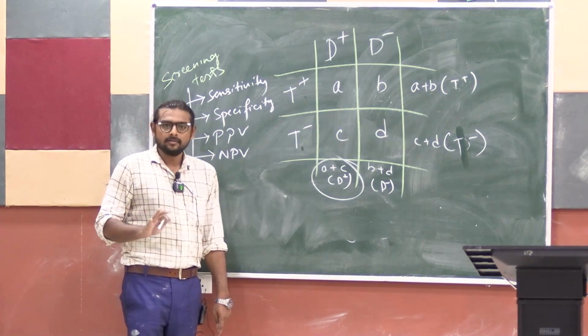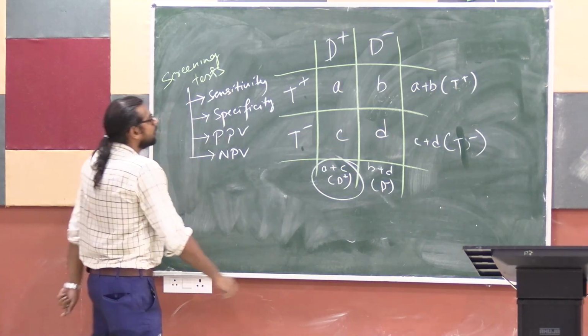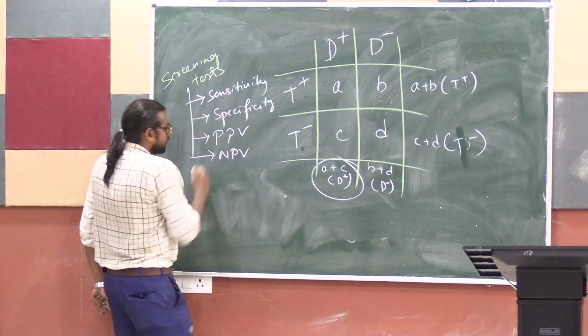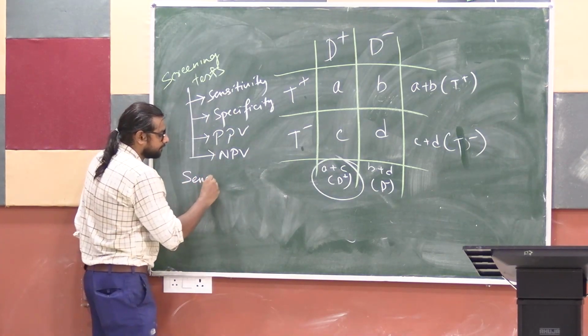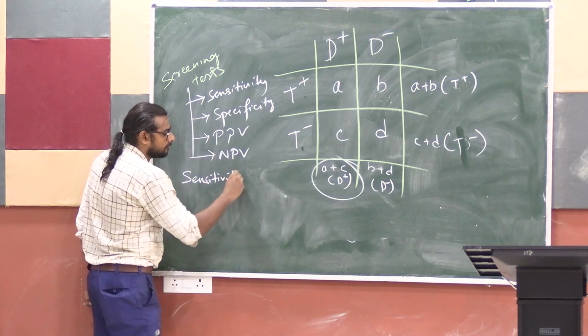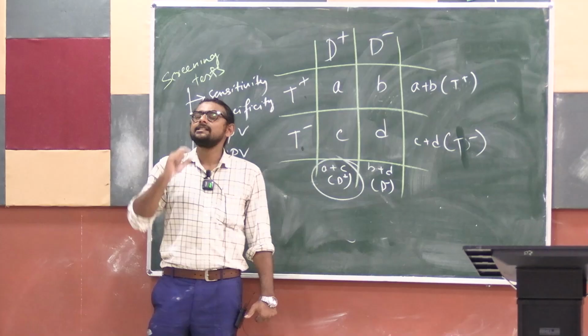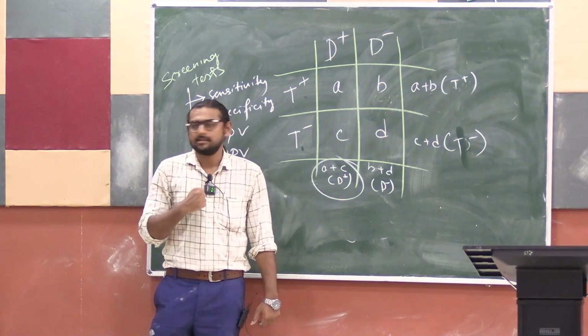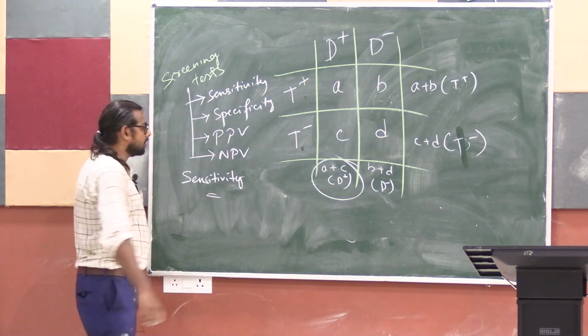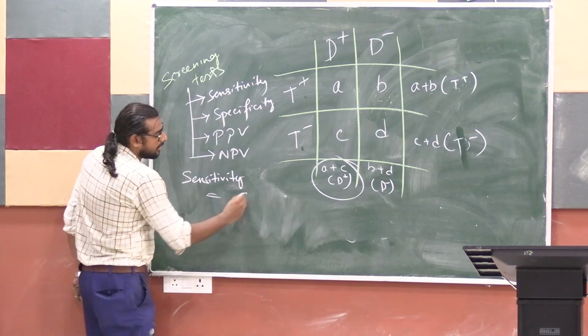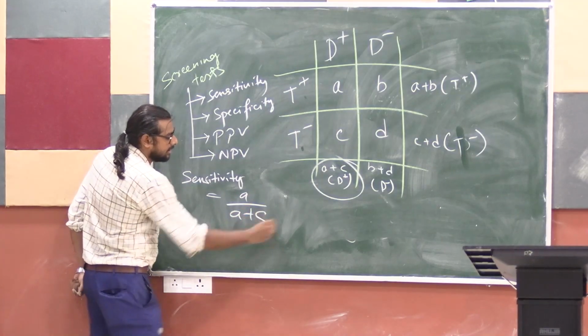Probability, everyone studied it in school? Everyone? So that is called sensitivity. The probability that the test gives a positive result given I have the disease. So what is that? A by A plus C.